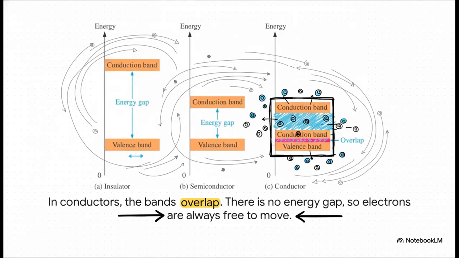And last but not least, the conductor. And this is the easiest one of all. What gap? There is no gap. The valence band and the conduction band are actually overlapping. It's like they've merged into one big superhighway. The electrons are already in the conduction band, ready to go. They are totally free, which is why it takes virtually no effort to get a current flowing.